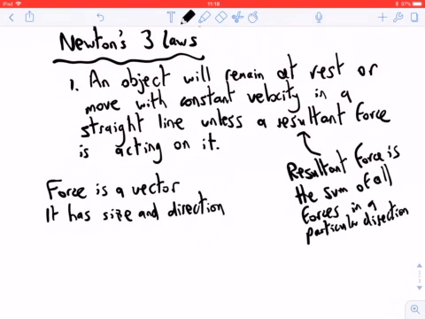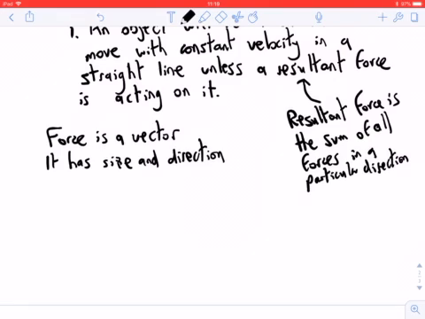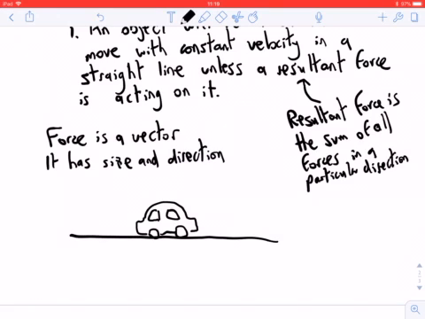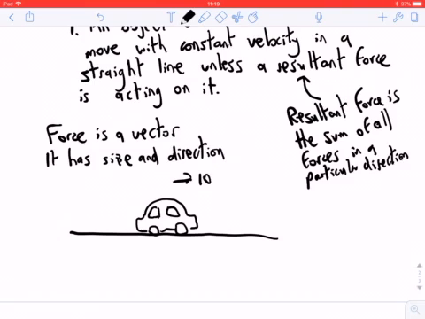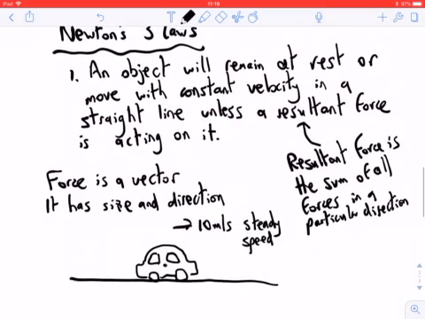So think about another example. Let me give you a case and see if you can explain what's going on here. So I've now got a car moving along the road. And it's moving with a constant velocity of, let's say, 10 meters per second, a steady speed. Okay, and I'd like you to make a drawing of that and add to it all of the forces and explain whether or not the forces are balanced and how you know if they're balanced. So I'll pause the video and have a go at making that drawing, add on the forces and explain whether or not they're balanced.